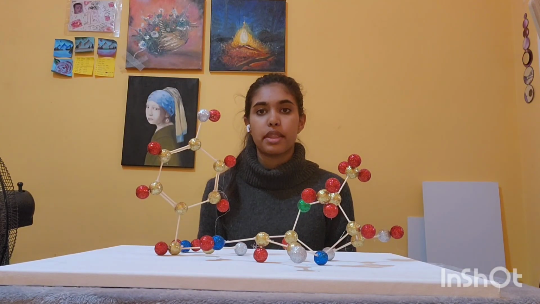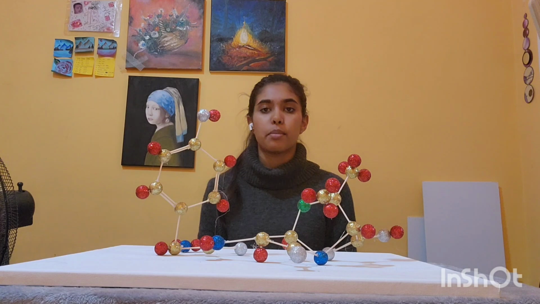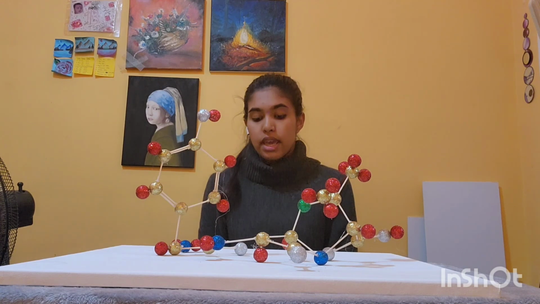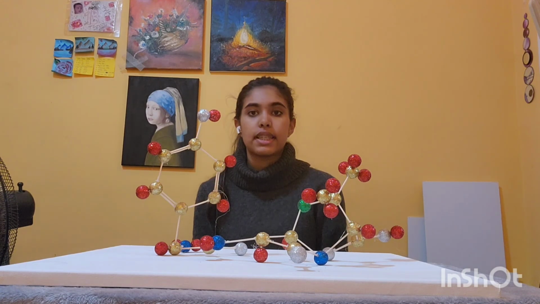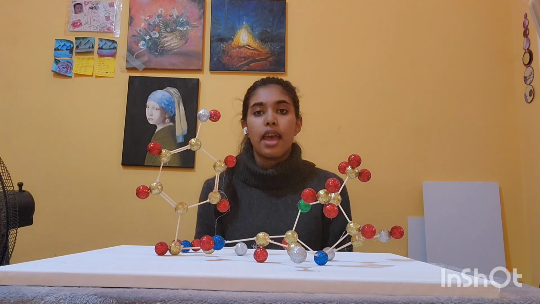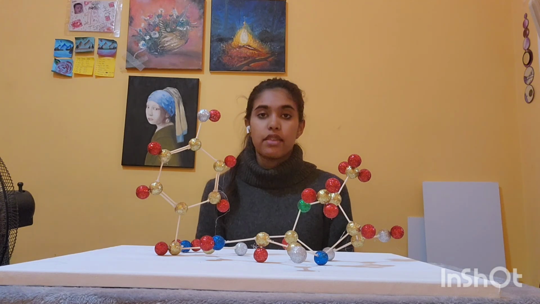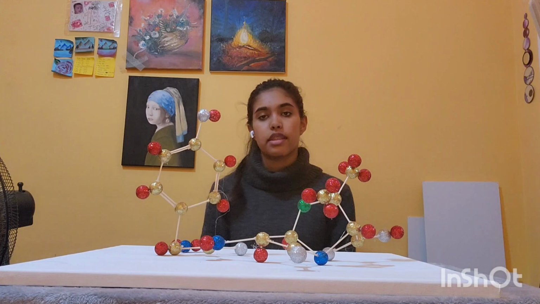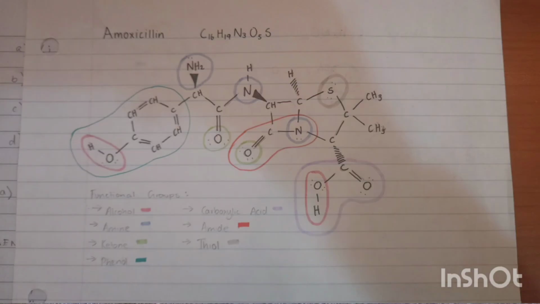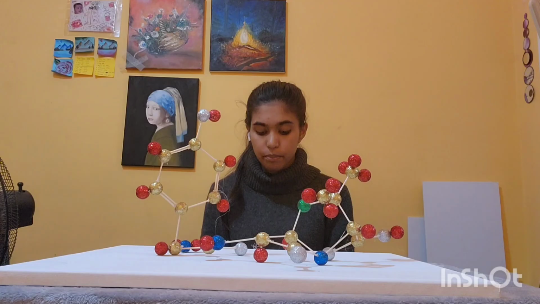Hi, my name is Niraimathi, and for my chemistry CPT, I've chosen to do amoxicillin as my main compound. The chemical formula for amoxicillin is C16H19N3O5S. To begin, the functional groups within this compound include amide, thiols, alcohols, amines, ketones, phenols, and carboxylic acids.